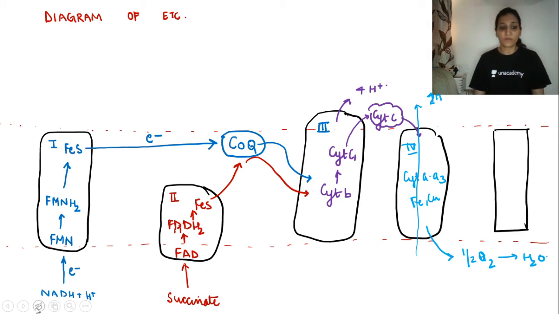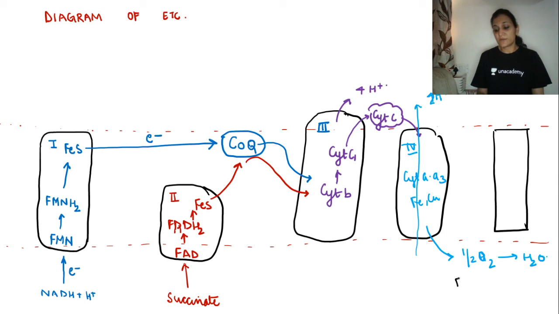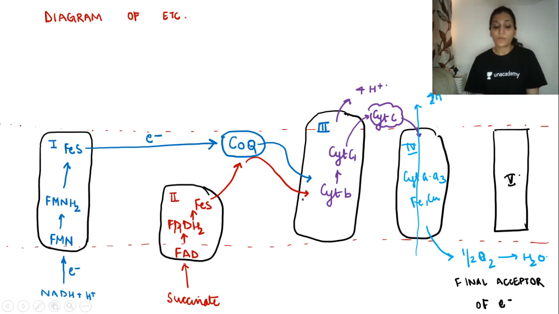So we'll write here: final acceptor of electron. And this is your fifth complex, right? So this is how the whole process occurs.